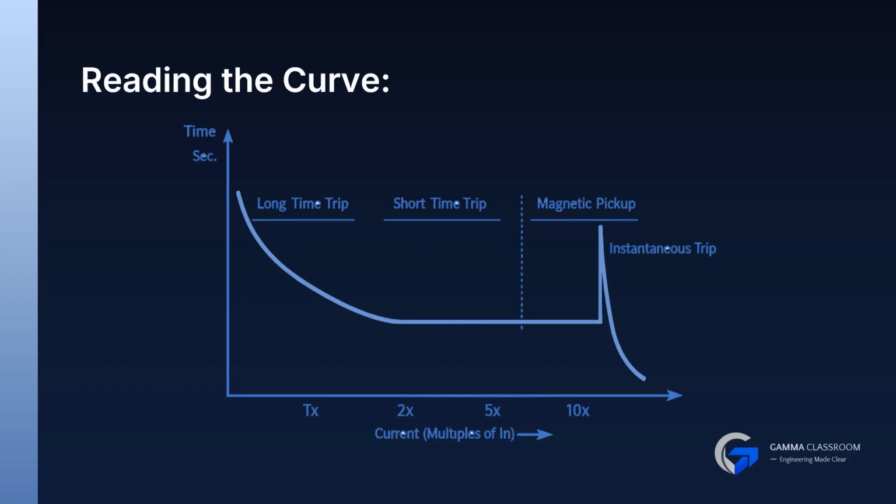This curve shows how trip time decreases as current increases. The long time region represents thermal delay. The short time region allows brief inrush, and the instantaneous region trips immediately. Reading these curves correctly ensures proper coordination between upstream and downstream devices.